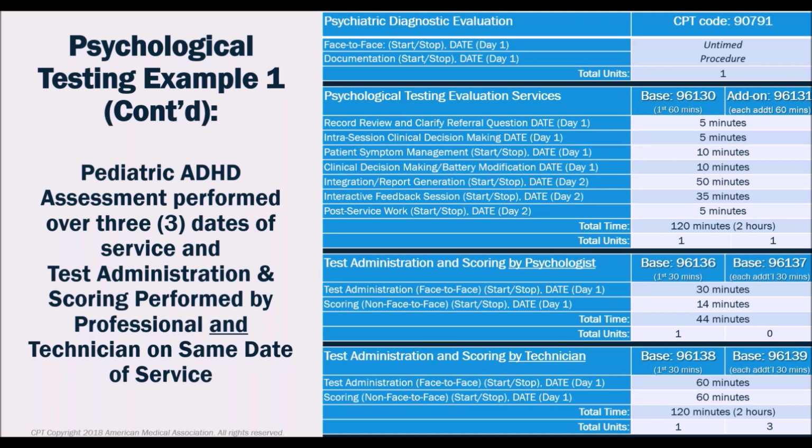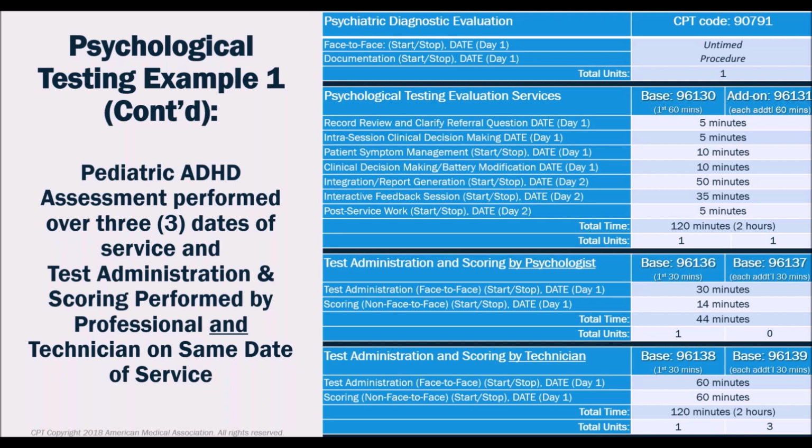So at the top, you'll see that there was the initial evaluation, the diagnostic evaluation visit. And so the CPT code for that visit is 90791. Unlike the testing and evaluation services codes, this is not a time-based code. This is an encounter-based code. So no matter how much time or how little time you spend, if you meet the criteria for using that code with all of the components, you just bill 1 unit.